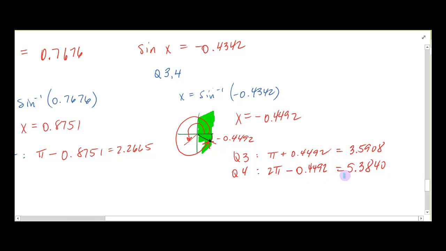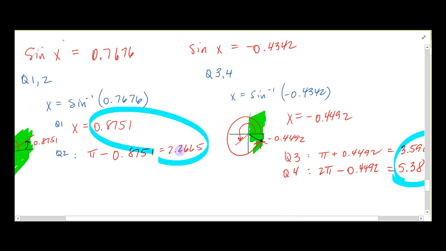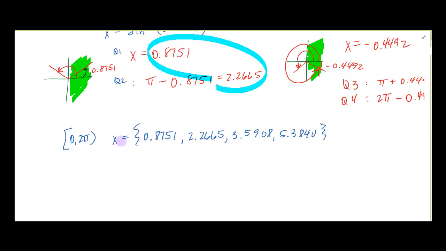Let's put a circle around them. I've got 2 angles here for quadrants 3 and 4. I've got 2 angles here for quadrants 1 and 2. And these are the angles that I would need to be on the interval between 0 and 2 pi. Now, let's write that solution. So here are the solutions that I found on the interval between 0 and 2 pi.